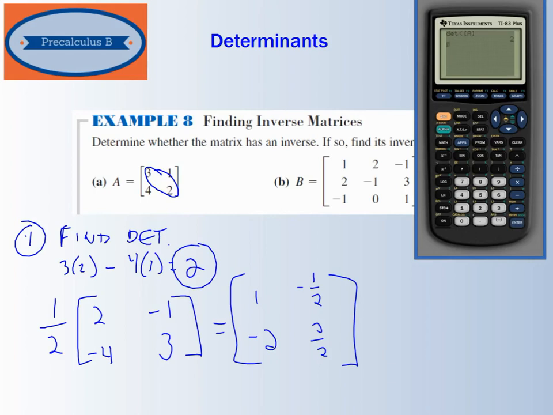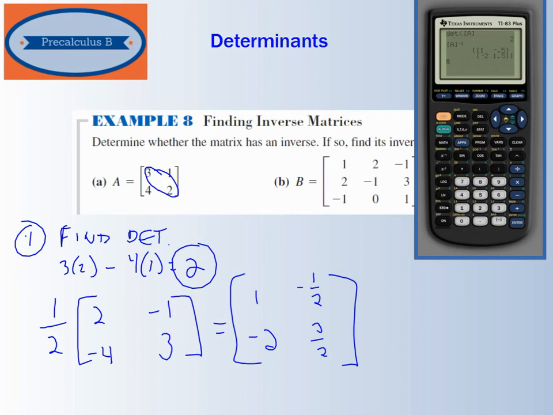Then I could even come back in here and say matrix A, and I want to know what's its inverse. So I hit that x negative 1 and I hit enter. And it gives me 1, negative 0.5, negative 2, and 1.5, which is exactly what we got. All right? So your calculator can give you the inverse and the determinant.